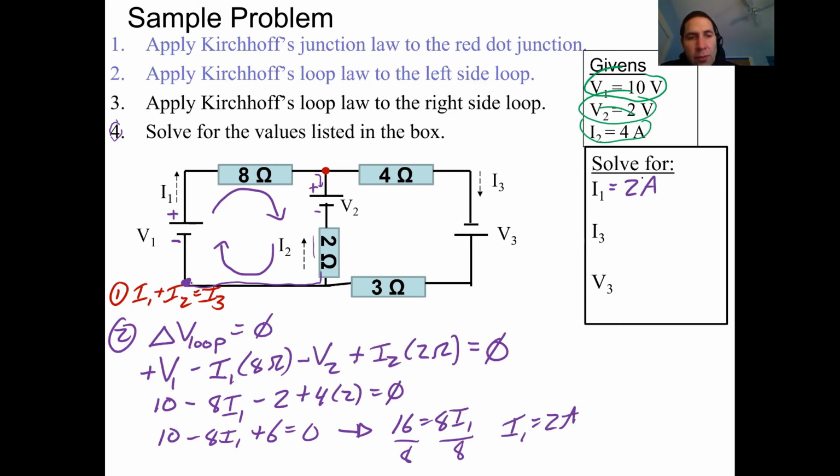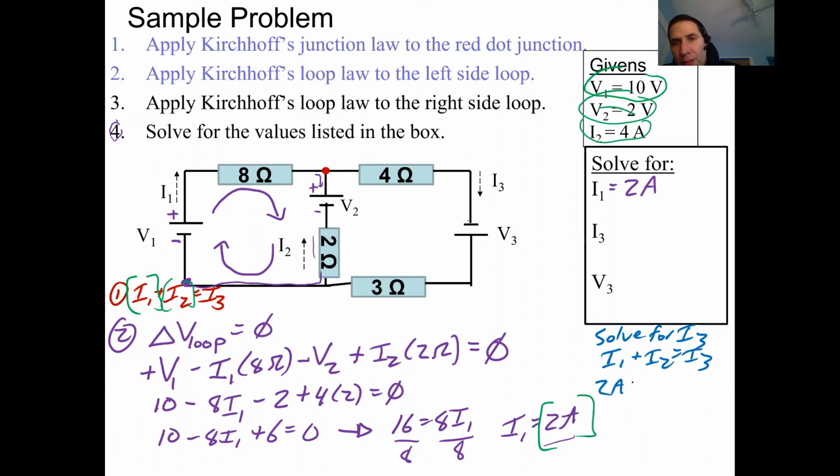Now that I know that I1 equals 2 amps, what can I do? I can take this and stick it in here. And knowing that I2 is 4 amps, I can solve for I3. And that's what I'll do here. Let me just do it in a different color to make it stand out a little better. So I'm going to solve for I3. So I1 plus I2 equals I3. We now know that current 1 is 2 amps, current 2 is 4 amps. So that makes I3 6 amps. Awesome, we're 2/3 of the way there.